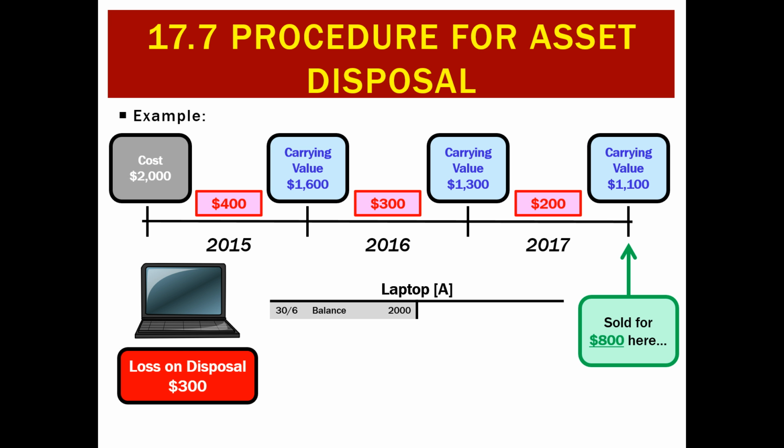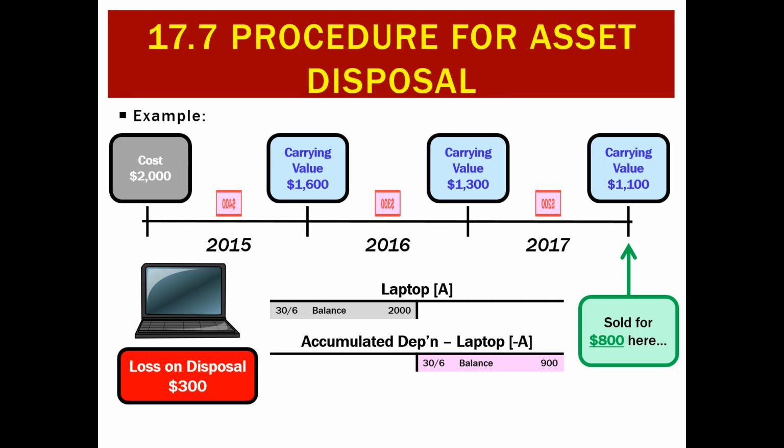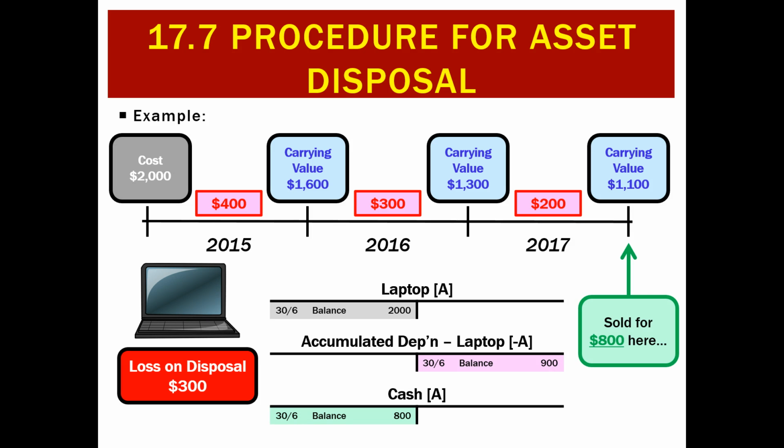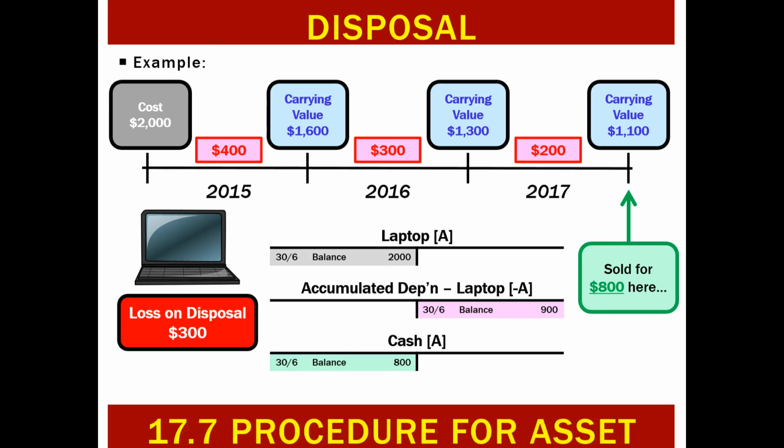So let's look at the ledgers though, as they exist. We'd have a laptop ledger with a debit of $2,000, showing the laptop's balance. We'd have an accumulated depreciation ledger, so it had $400, $300, and $200, so that was a total of $900. And lastly, we've got some cash from selling the laptop, so we'd have a debit in cash for $800.